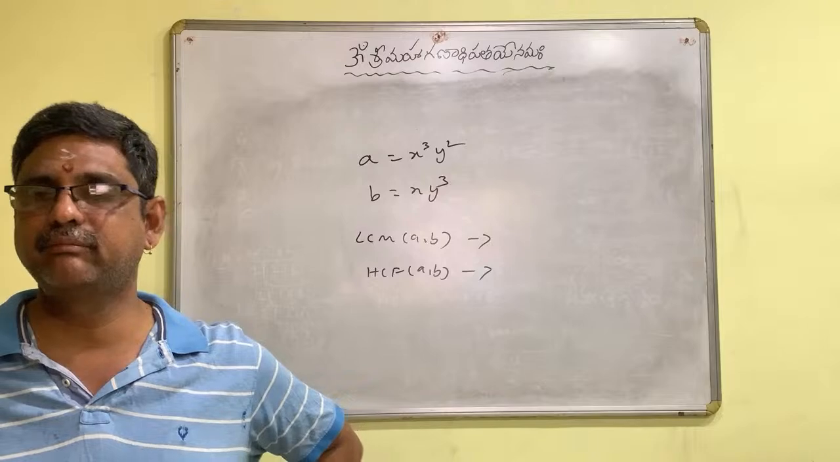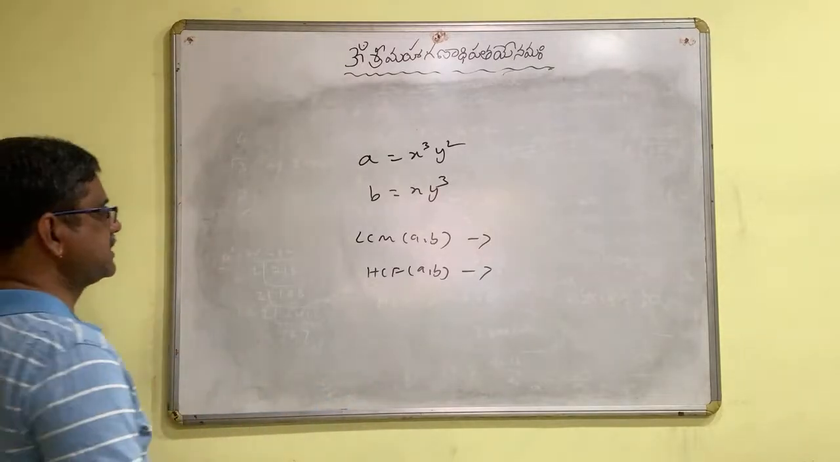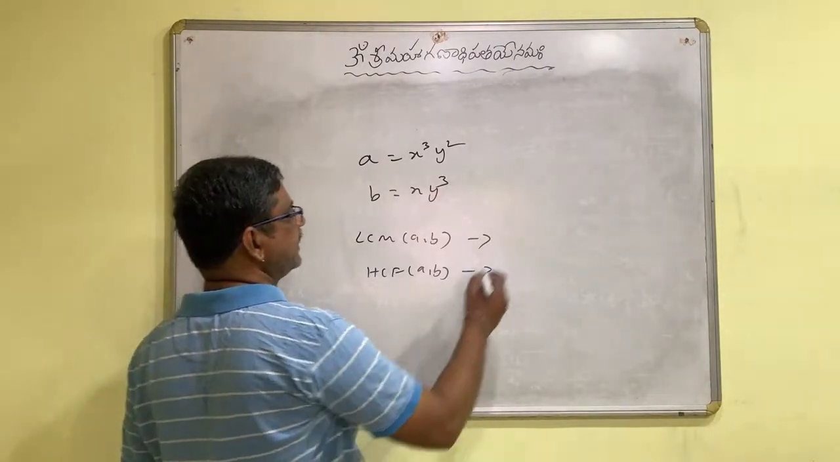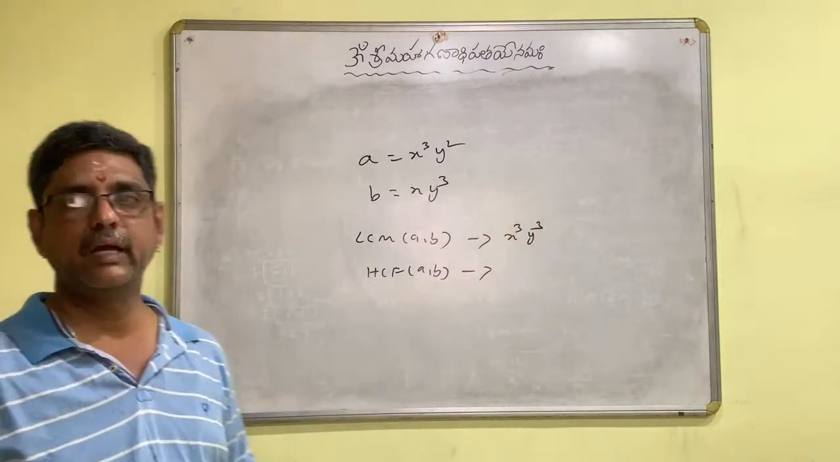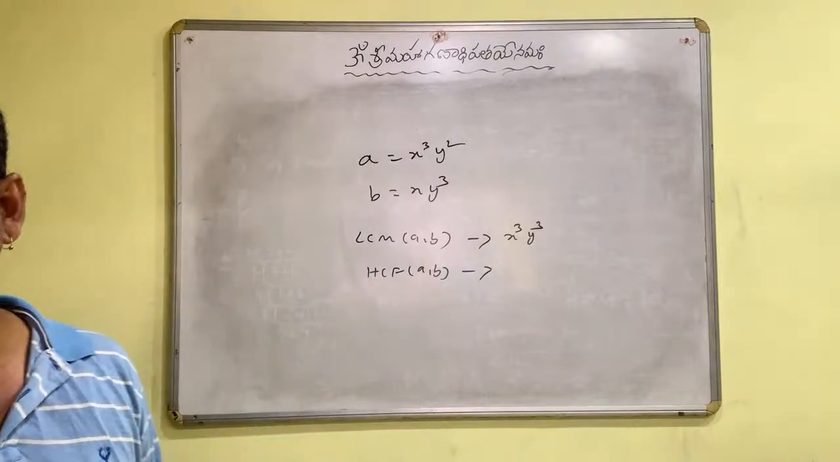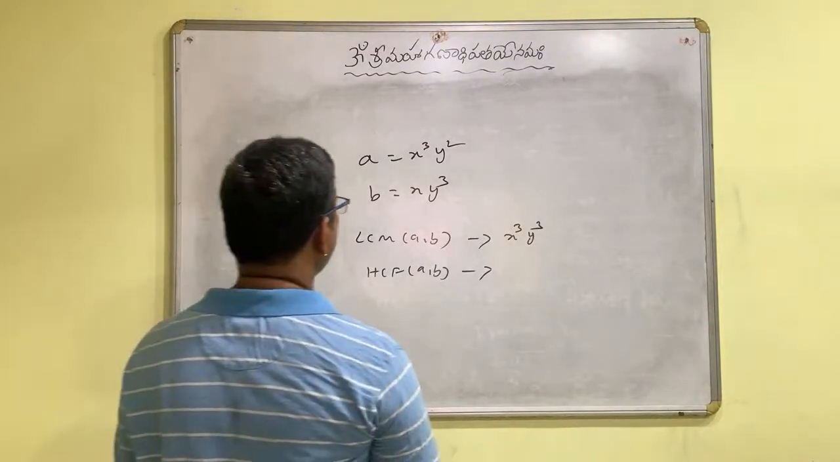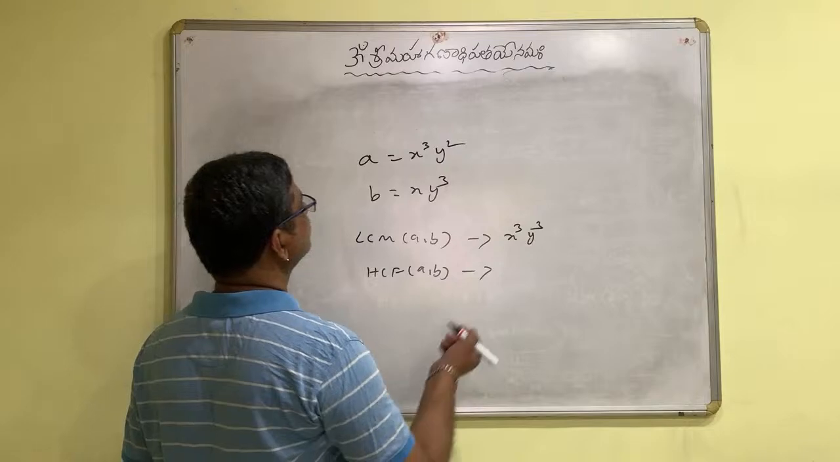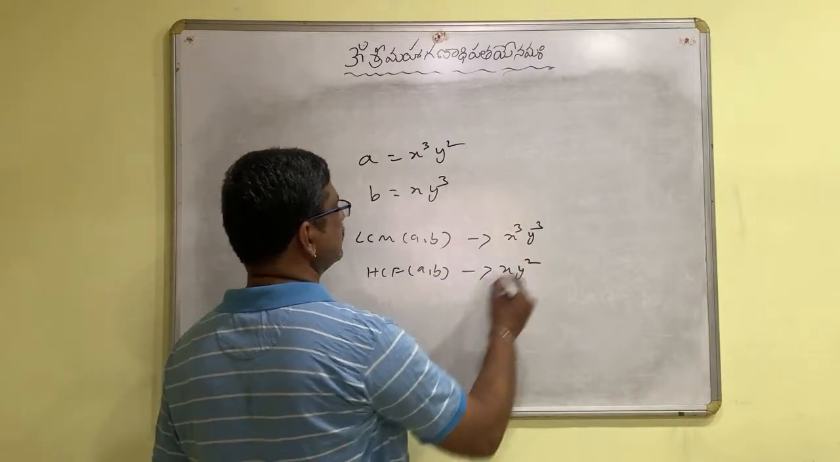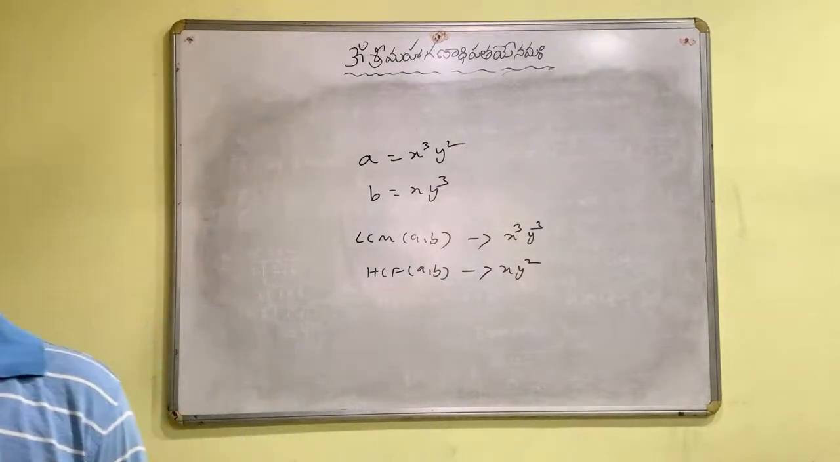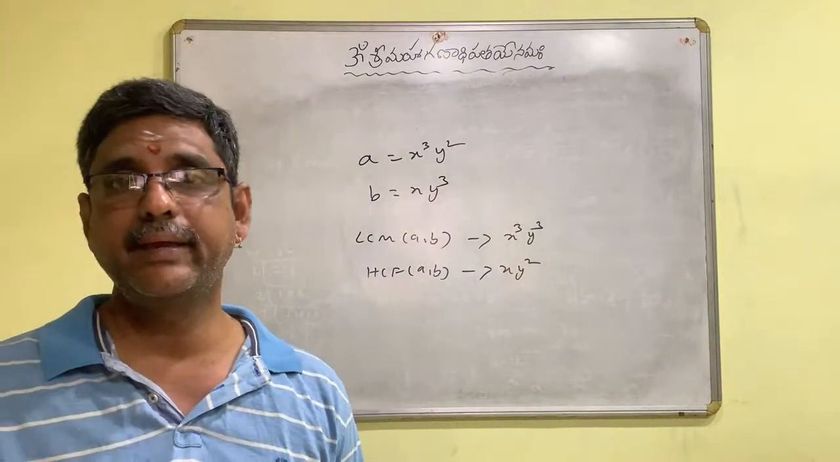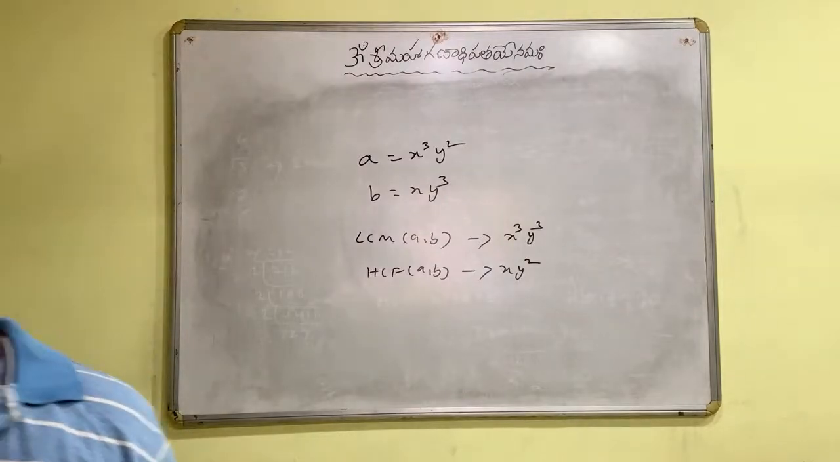Taking much time. As usual, LCM is the different prime factors with highest powers. LCM is x cube y cube. HCF is the common prime factors with least powers: x y square. So LCM is x cube y cube, HCF is x y square.